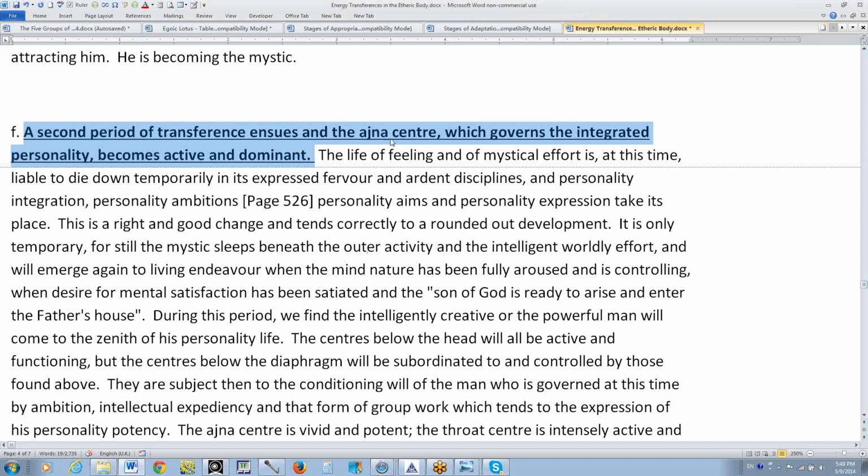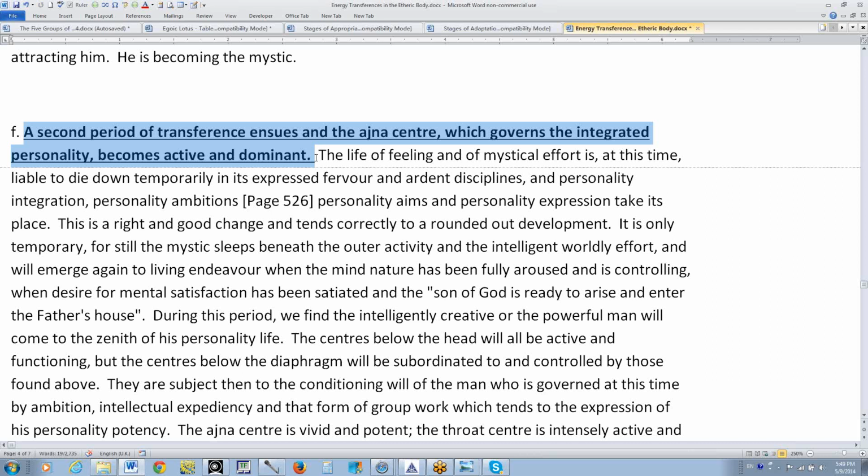So a second period of transference which goes to the ajna center. Now when we start talking about the ajna center, we're in the head, and things are beginning to focus within the sacrifice petals. Even with the heart, there is focus within the sacrifice petals. I sometimes think that the seventh petal, the knowledge petal of the sacrifice tier, is the one that has a lot to do with the ajna center.